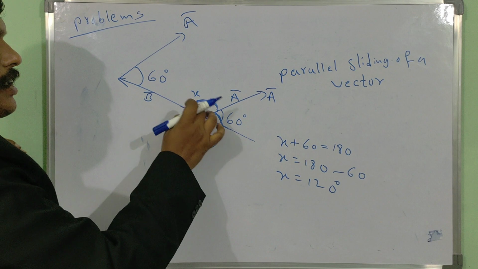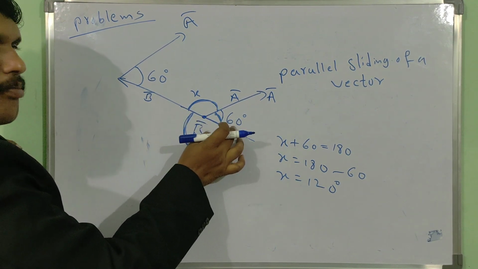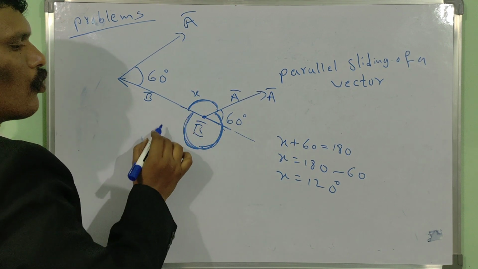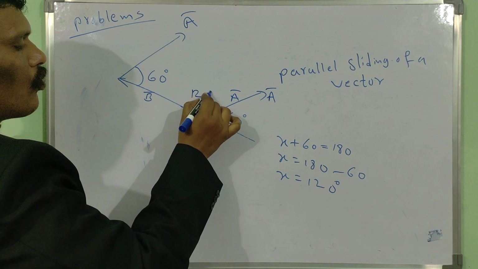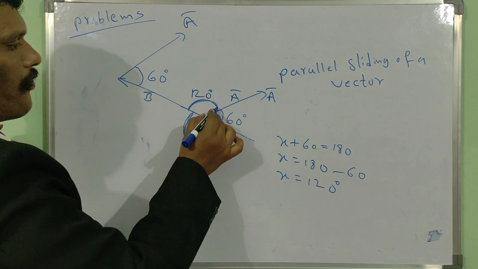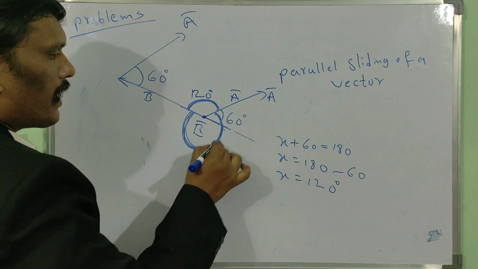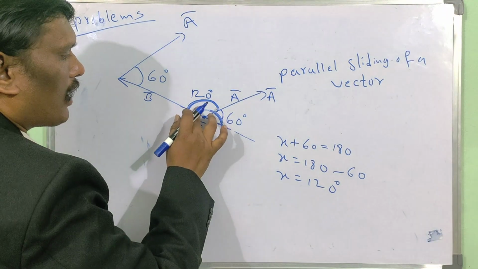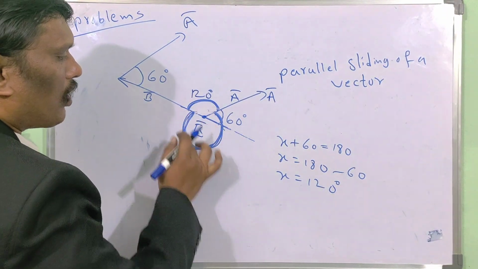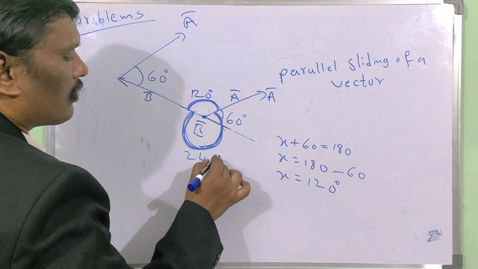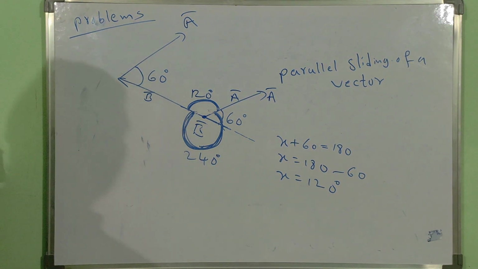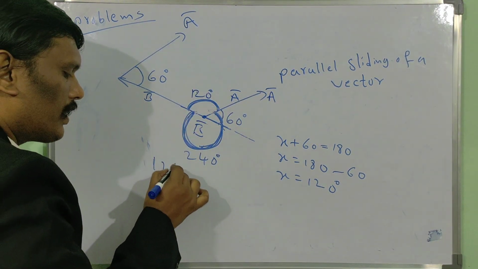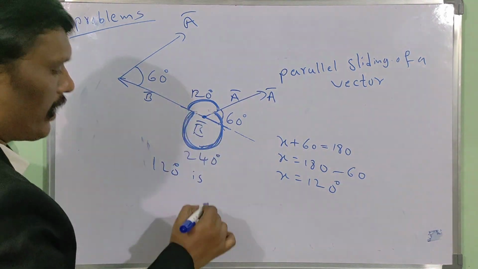That means the sum of these two angles is 180, because they form a linear pair. This is a straight line. So if this is 60, the other angle is obviously 120 degrees. If it is 120 degrees, what is the remaining angle? Because the total is a complete angle. This angle I know is 120, so the remaining angle is 240 degrees. When compared, 120 is the smaller. So 120 degrees is the angle between the given two vectors.